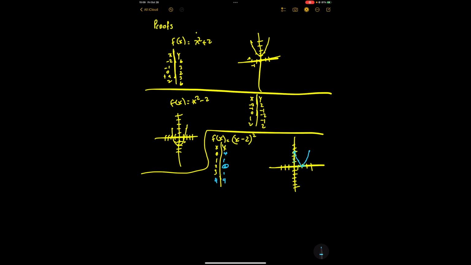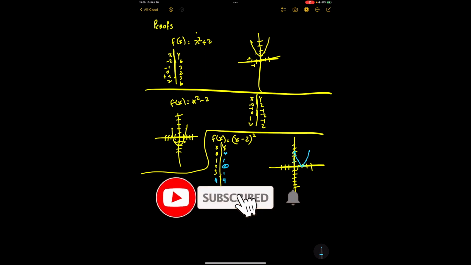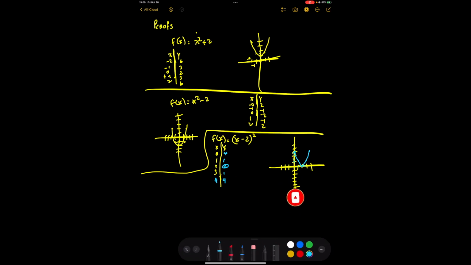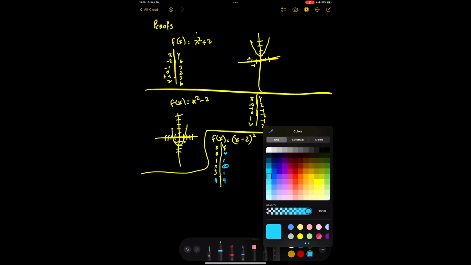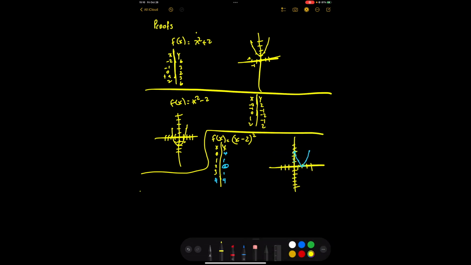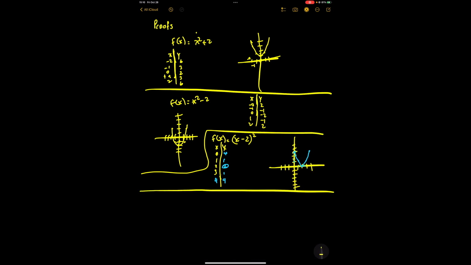So you see how it moves to the right by 2? So that's why it moves to the right. When you graph it, you can see why it moves to the right by 2. Let's do the last one, why it moves to the left when it's positive. So we have f of x equal to x plus 2 squared, and I'm going to say x and y.